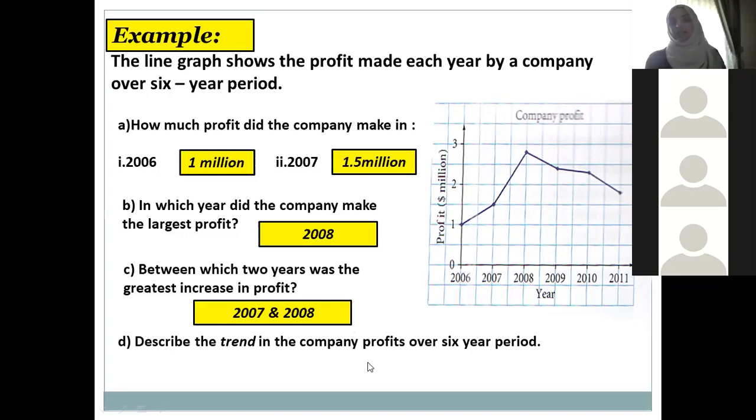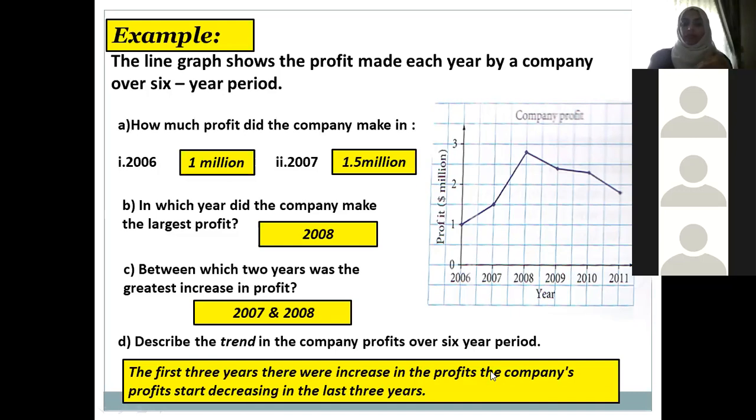Over the 6 year period. I thought I saw Nabi raising his hand a moment ago. Or did you stop, Nabi? Yes, go ahead. Teacher, the company's profit kept increasing until 2008. It reached 2.5 million and then started decreasing until 2011. That's great. Okay, so we can say that through the first 3 years we had an increase in the profits, then we had a decrease in the profits. The company started decreasing in the last 3 years. That was right. Excellent, yeah, Nabi.